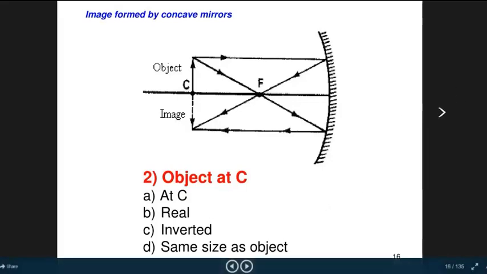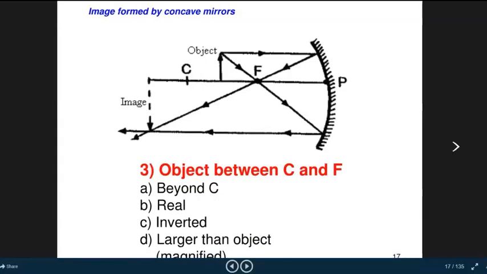This was the second case, and now third case we have to use when object is placed between center of curvature and focus, then where is image formed? Let us check out. This is the object.